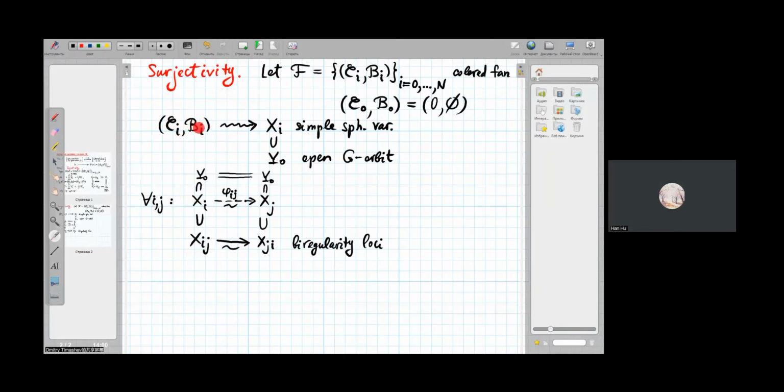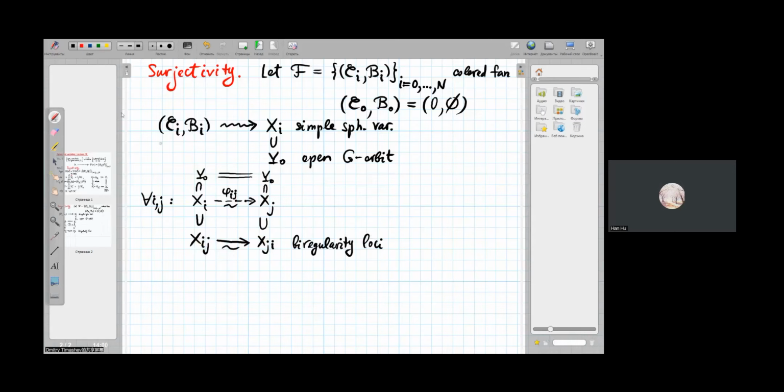And these faces correspond to open simple subvarieties in here and in here. So if these faces coincide for i and for j, then the subvarieties are isomorphic. And the union of all these subvarieties is the biregularity locus for this map. Okay? In fact, these subvarieties Xij and Xji are even simple.